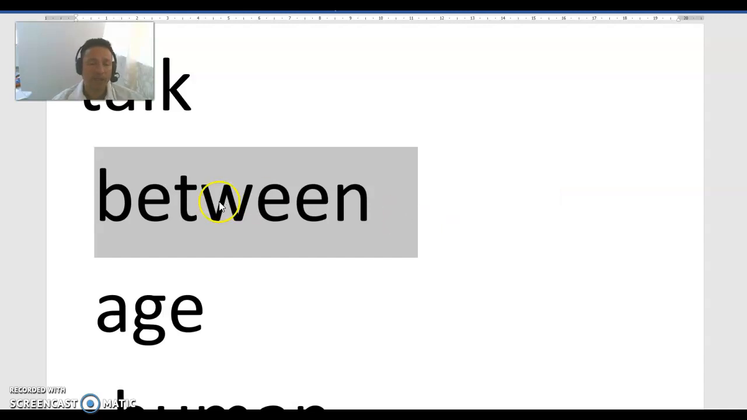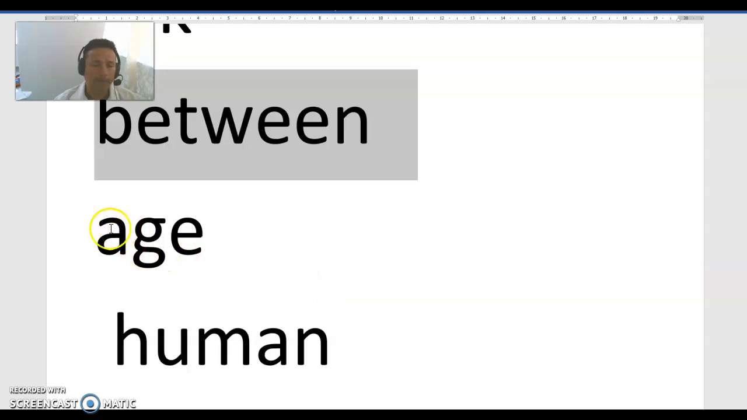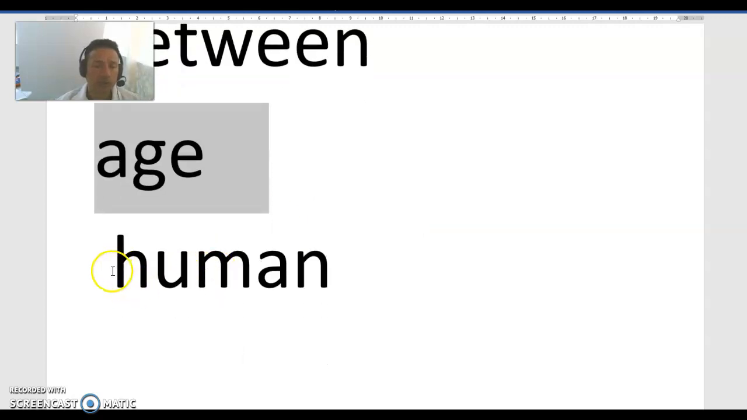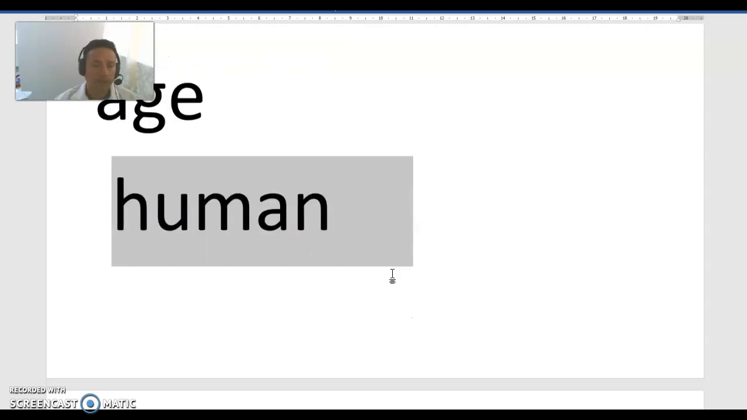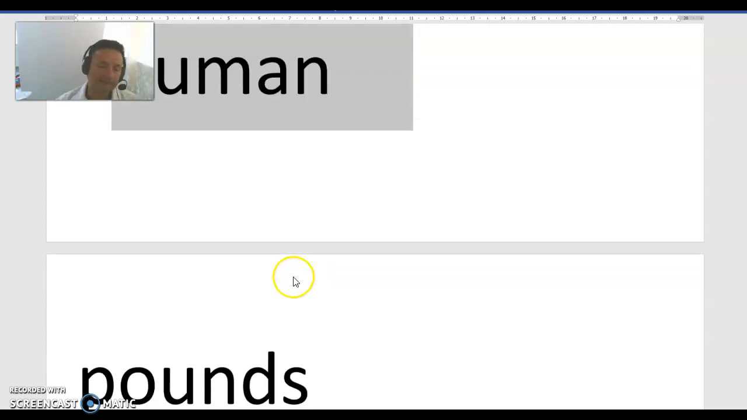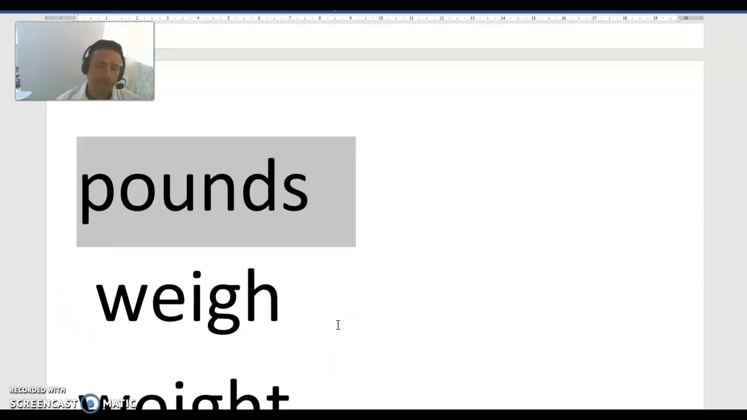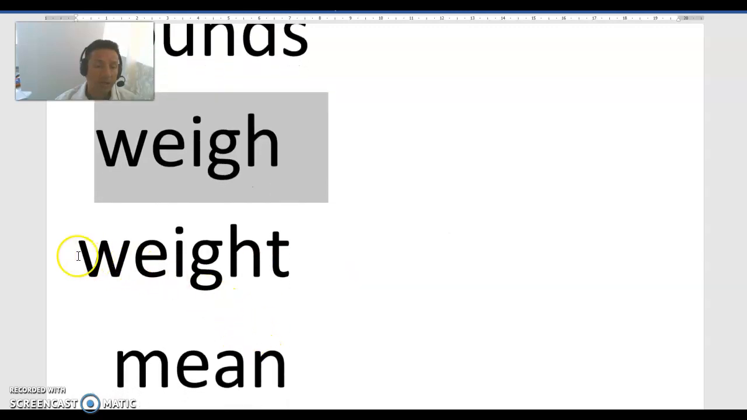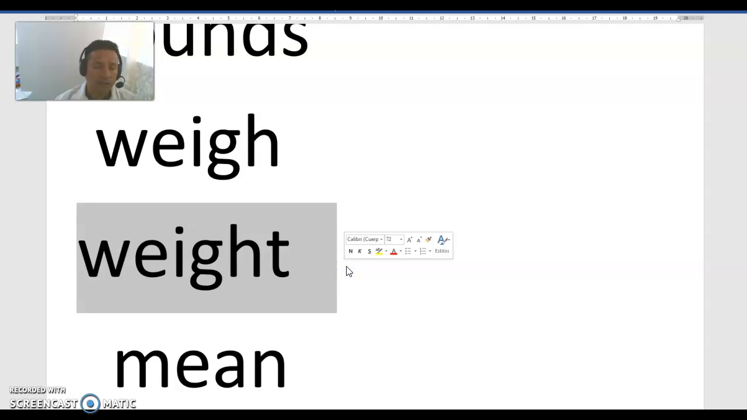Between, between. Ish, ish. Notice this. Ish, ish. Good. Human, human. Pounds, pounds. Weigh, weigh. Weight, weight.